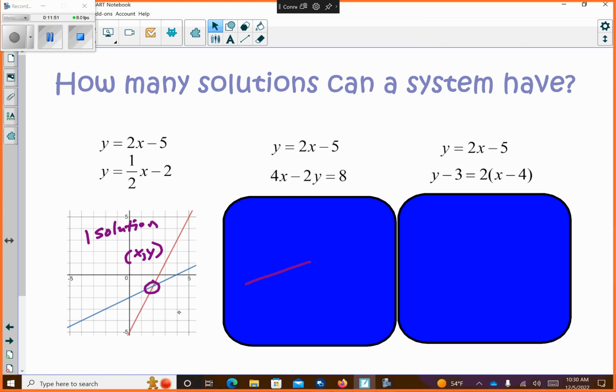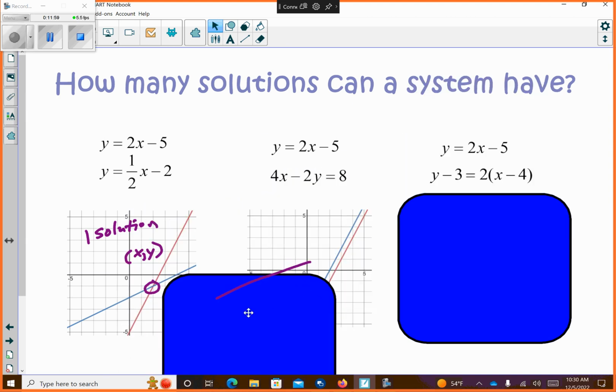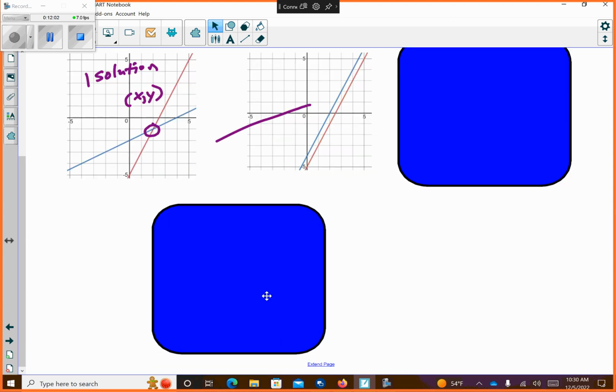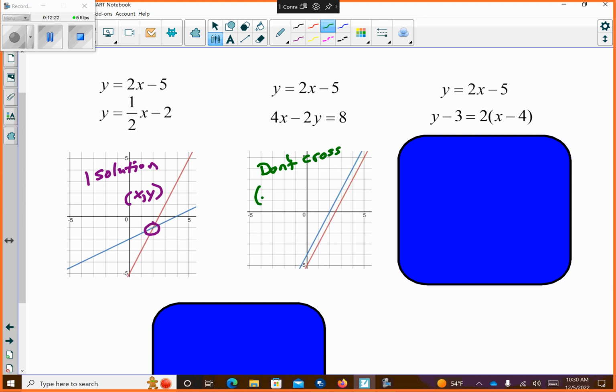The second one, if we had graphed it, it shows the lines are parallel. And what did we learn back in elementary school about parallel lines? They don't intersect. They don't cross. This means you have no solution. Okay, parallel lines don't cross. If they don't cross, we don't have a solution.